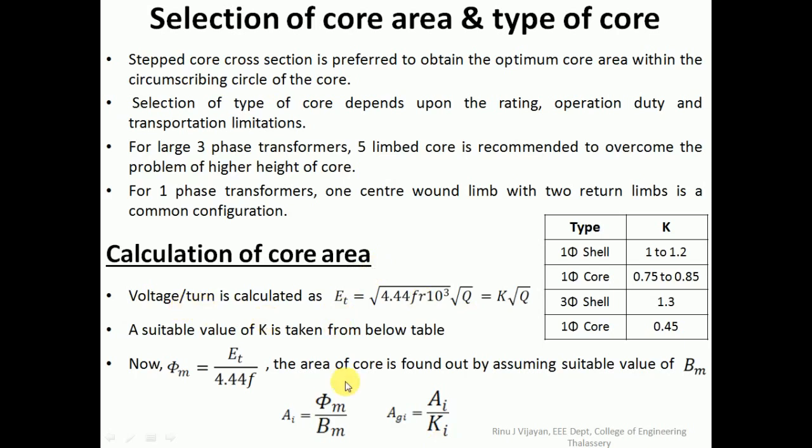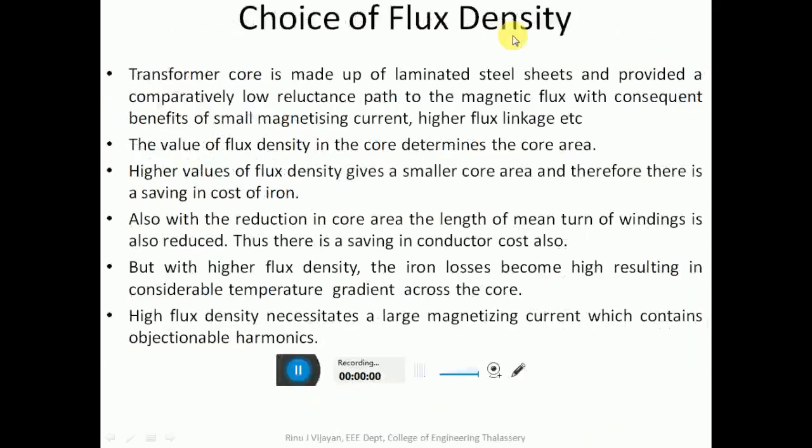This is how the core areas are determined from the voltage per turn relation. In the next slides, we will see how a suitable value of Bm has to be chosen in order to determine the value of AI and AGI. That is the choice of flux density. Generally, transformer cores are made up of laminated steel sheets. This material provides a very low reluctance path for the magnetic flux. It is this value of flux density which determines the core area.